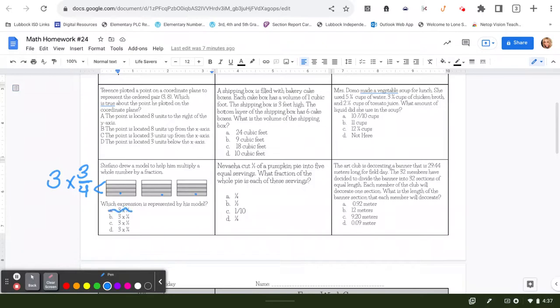I can see how B would be a distractor. It's like, are they talking about these open ones or are they talking about the shaded ones? So they're talking about the shaded ones 9 times out of 10. In this case, it is D, 3 times 3/4.